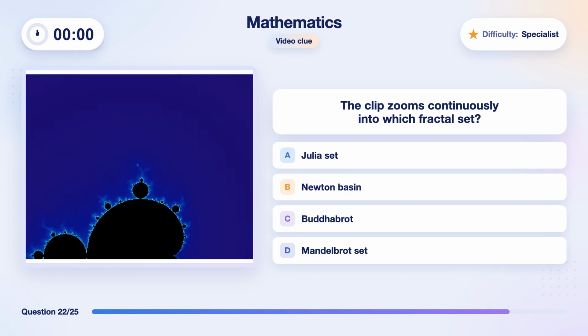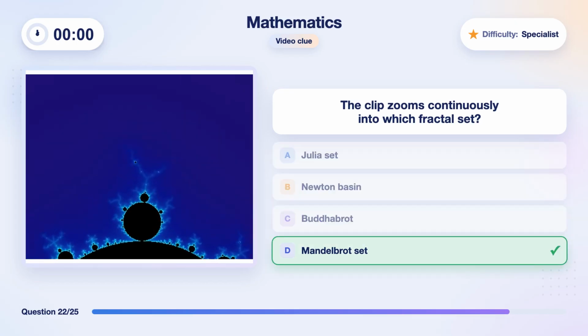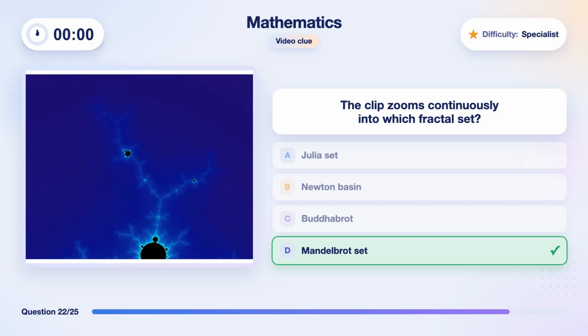The ones who picked it were right. Of course, Mandelbrot set. The clip shows a continuous zoom into the boundary of the Mandelbrot set. As magnification increases, the video reveals nested cardioid and bulb structures and self-similar mini-Mandelbrots, the signature of the Mandelbrot set's boundary. Julia sets, in contrast, are one-parameter slices with different topology. The Newton basin arises from Newton iteration. The Buddhabrot is a Mandelbrot density plot.